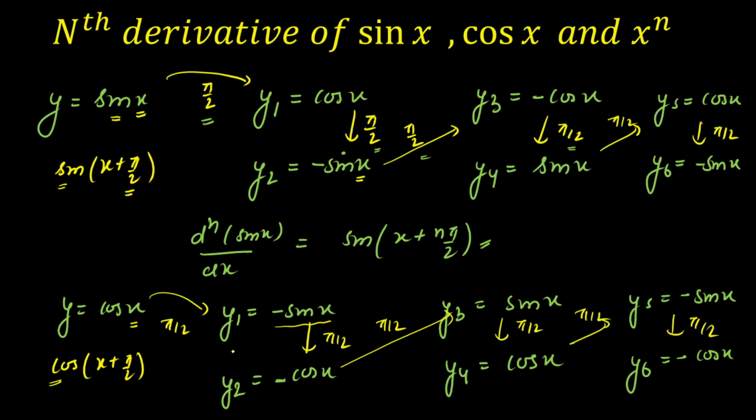So again I can generalize here, that means differentiating one means adding pi by 2 angle. Now differentiating n times. So if I differentiate cos of x n times, that means I'm adding n pi by 2 angle, that is cos of x plus n pi by 2. So I can generalize. Similarly, I'll generalize for x raised to power of n in the next slide.